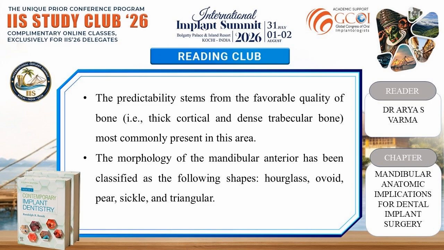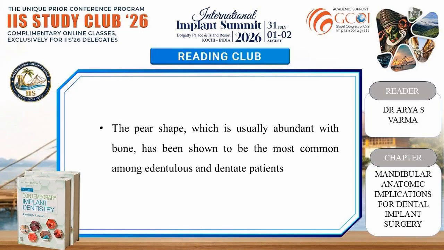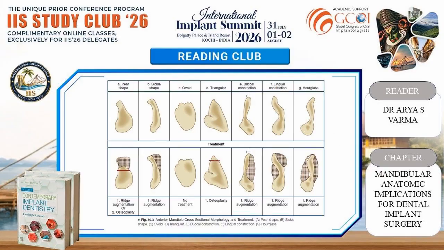in this area. The morphology of the mandibular anterior has been classified as the following shapes: hourglass, ovoid, pear, sickle, and triangular. The pear shape, which is usually abundant with bone, has been shown to be the most common among edentulous and dentate patients. Figure 30.3 depicts anterior mandible cross-sectional morphology and treatment. A. Pear shape, B. Sickle shape, C. Ovoid, D. Triangular, E. Buccal constriction, F. Lingual constriction, and G. Hourglass.